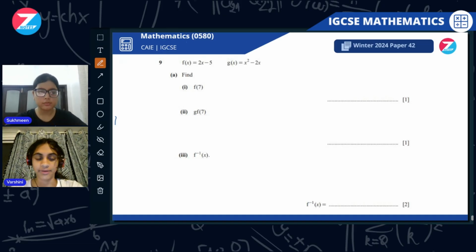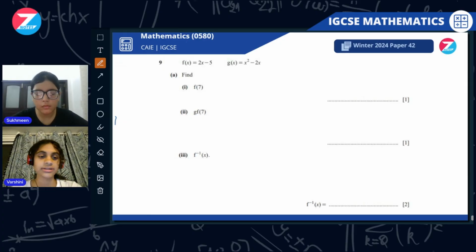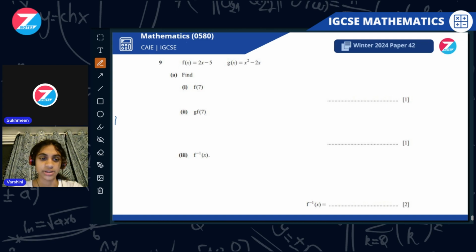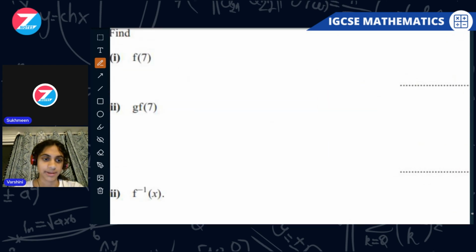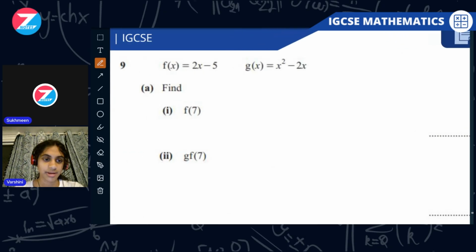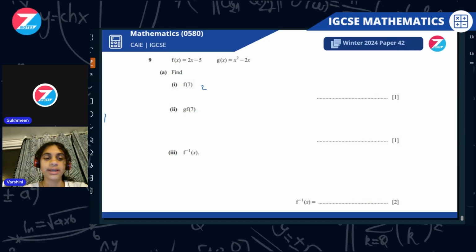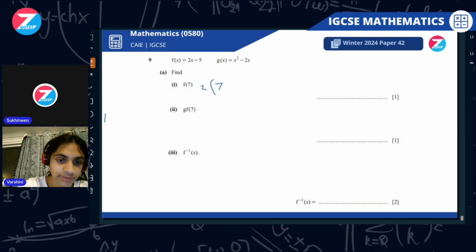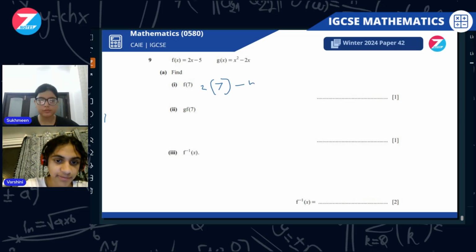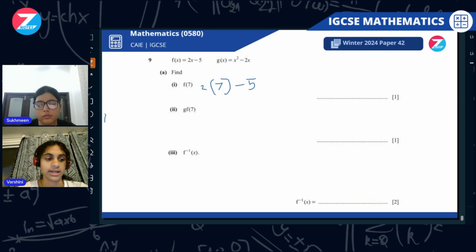Okay, 9a, f of x equals 2x minus 5, and g of x equals x squared minus 2x. So part A first, find f of 7. When it's represented like this, all we have to do is substitute this value, 7, into the x of this function. So we can write this as 2 of 7 in place of x, minus 5. You can just put that in your calculator and you'll get 9.